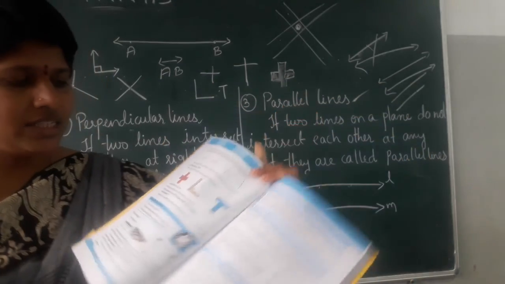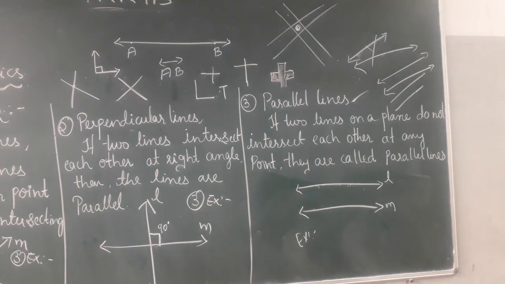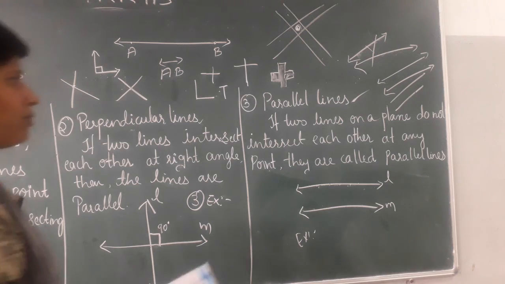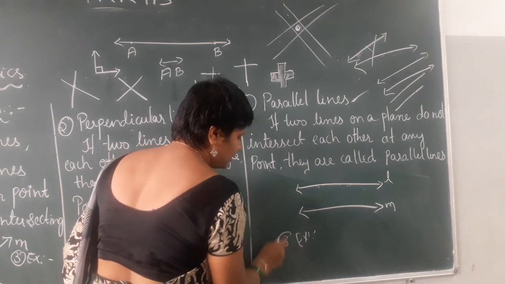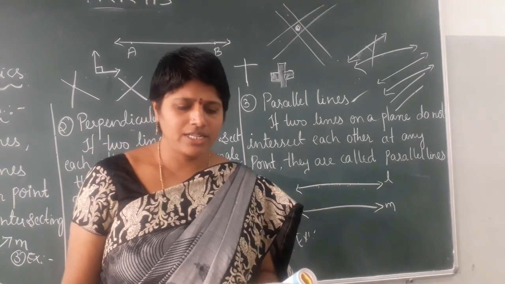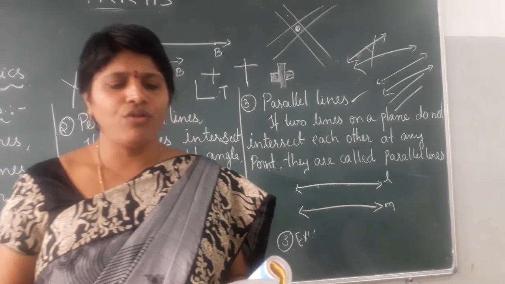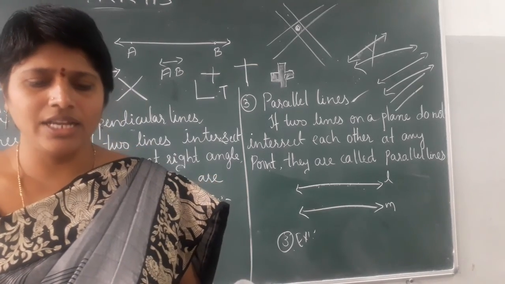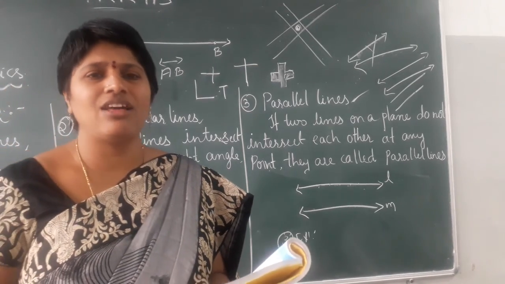Clear? So these are the three types of lines we have seen here. And about this, and even for parallel lines also, you write down at least 3 examples. Now, coming to your exercise 5.3. Which of the following are models for parallel lines, perpendicular lines, and which are neither of them?